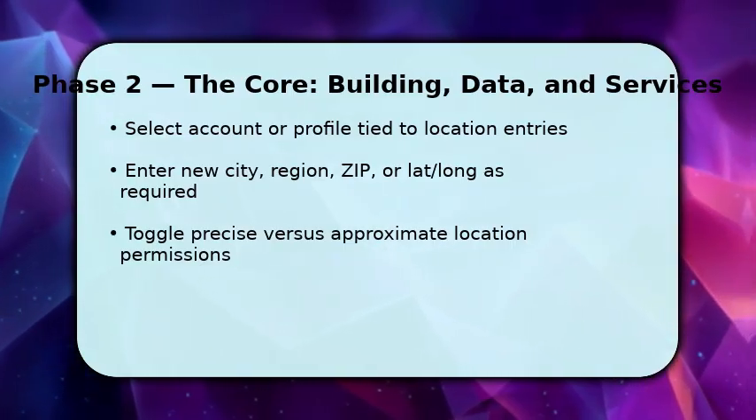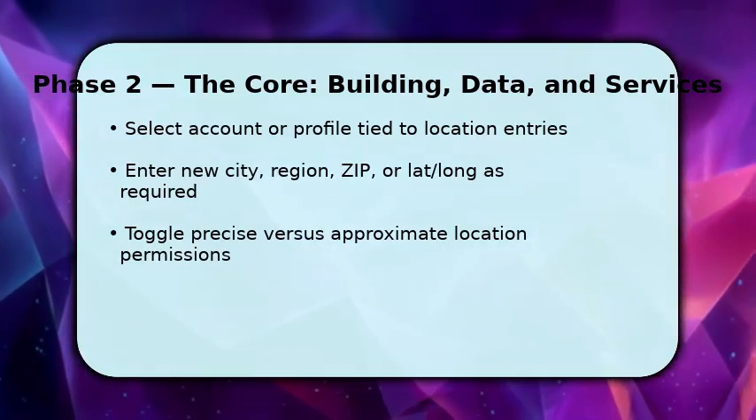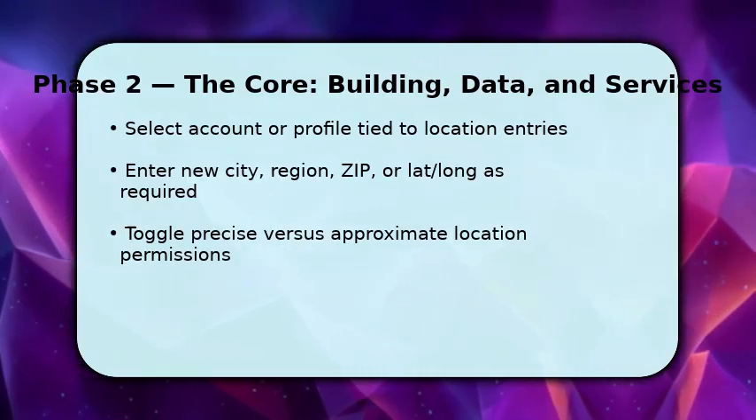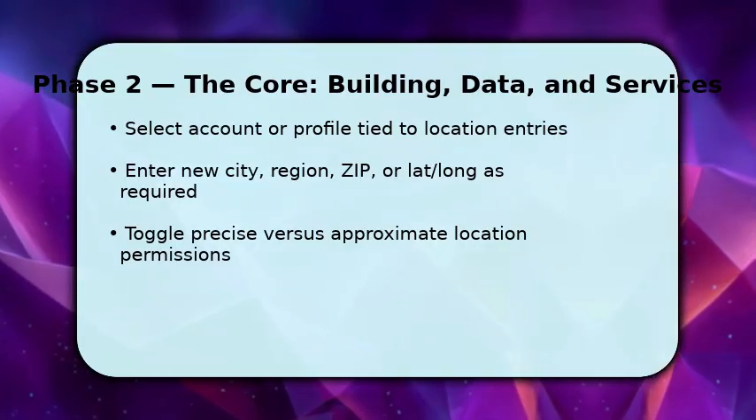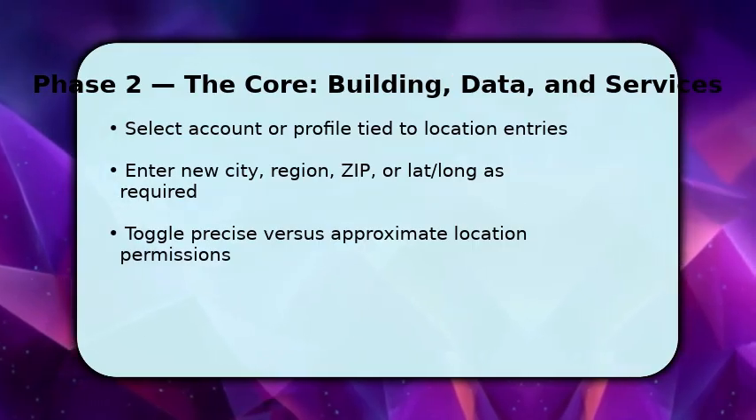Enter the new city, zip, or precise latitude and longitude where the interface allows. Use numbers for ZIP or coordinates to avoid ambiguity. Make sure to choose whether apps get precise location or an approximate area, because that controls privacy and battery impact.